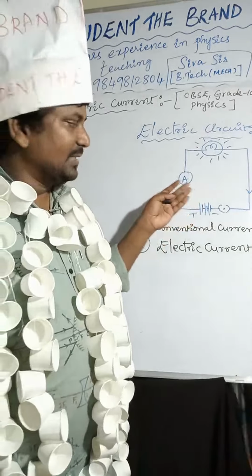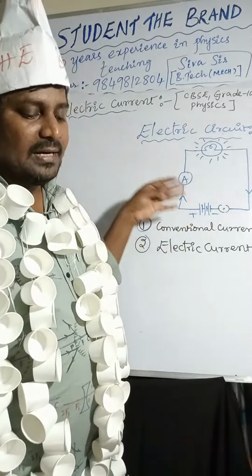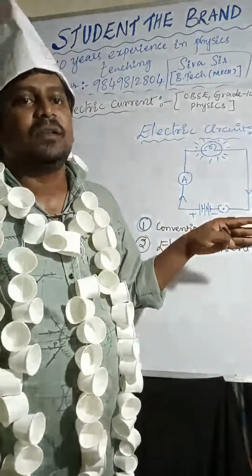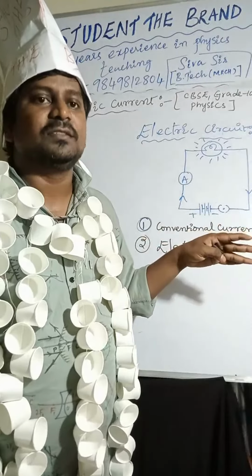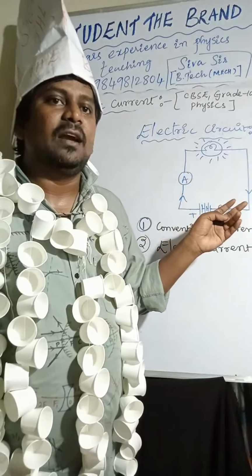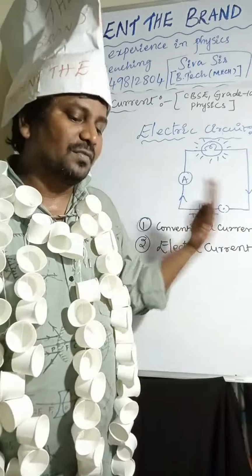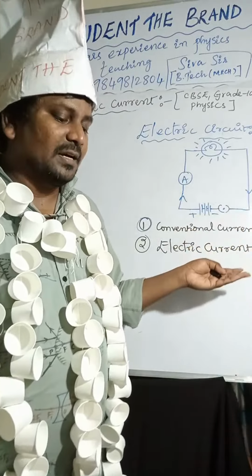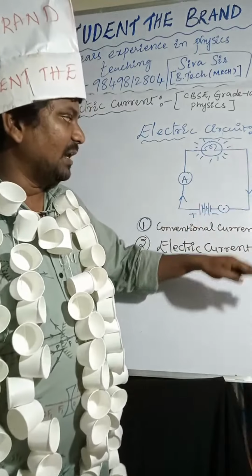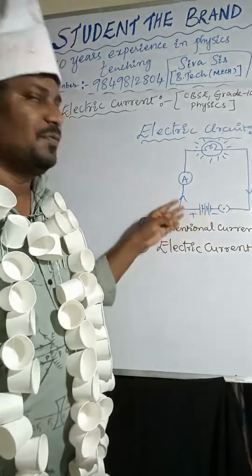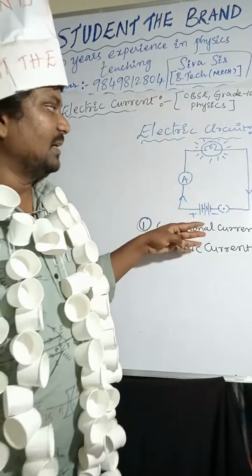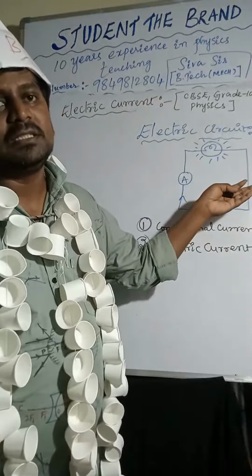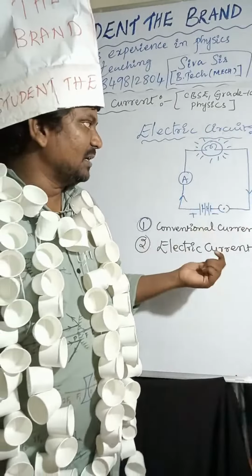So here you can consider electric current. Electric current is nothing but the flow of electrons. The flow of electrons is called electric current. Okay, so conventional current and electric current. Conventional current is nothing but flow of positive charges. Electric current is nothing but flow of negative charges.